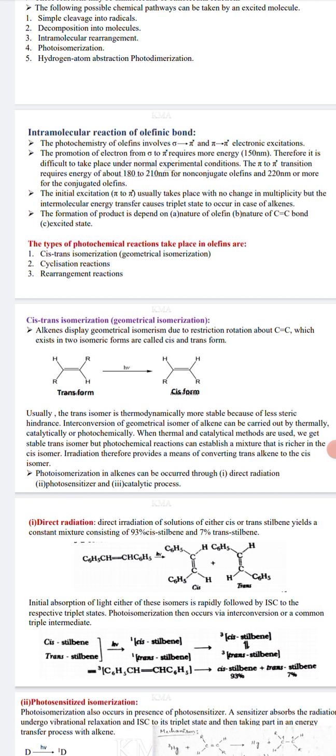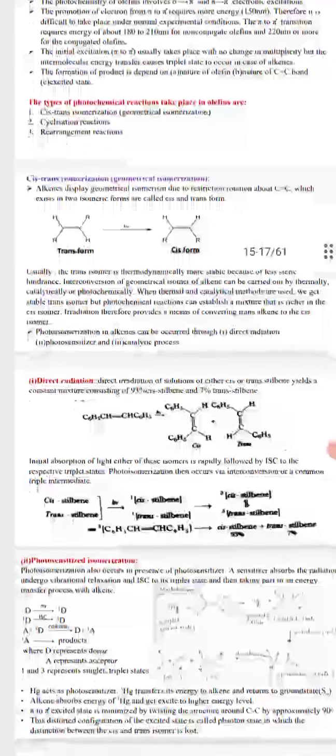The types of photochemical reactions which take place in case of olefins are: one is cis-trans isomerism, that is geometrical isomerism; second is cyclization reactions, or we call it dimerization; and third one is rearrangement reaction of 1,4-dienes and 1,5-dienes. So coming to the cis-trans isomerism, that is geometrical isomerism.